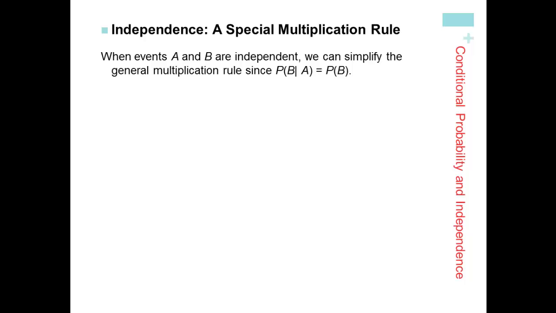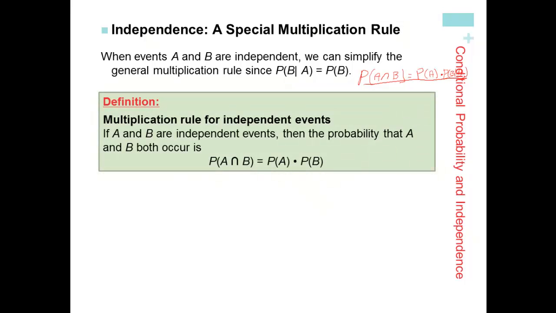If you remember our general multiplication rule, it stated the probability of A and B is equal to the probability of A times the probability of B given A, and we used a tree diagram to do the calculation. But since A and B are independent, B has no influence on A or vice versa, so the probability of B given A is just the probability of B. So here is the new formula for the multiplication rule if we know the events are independent: the probability of A and B equals the probability of A times the probability of B.